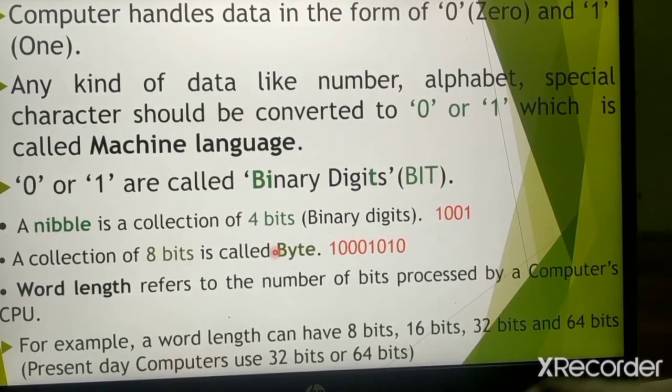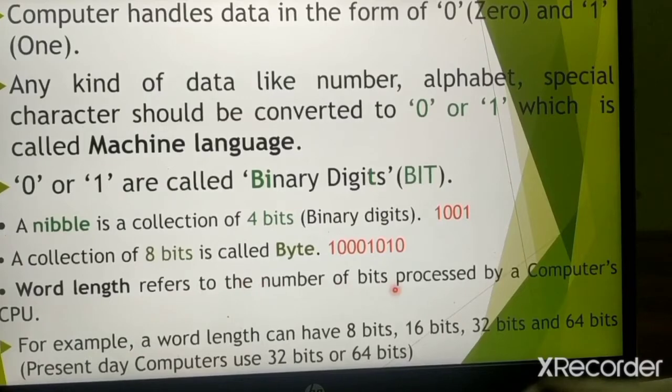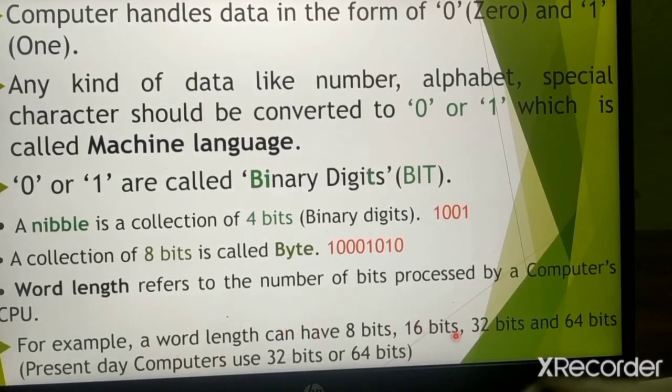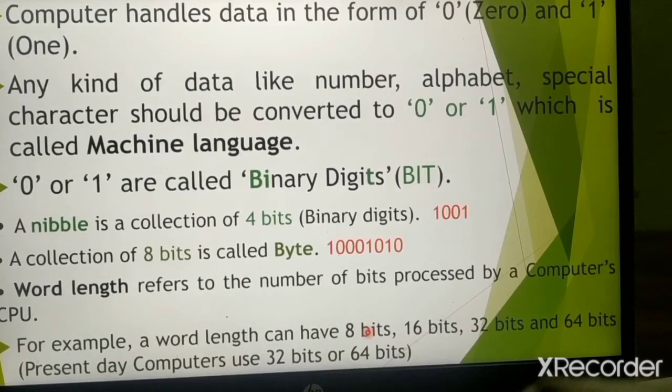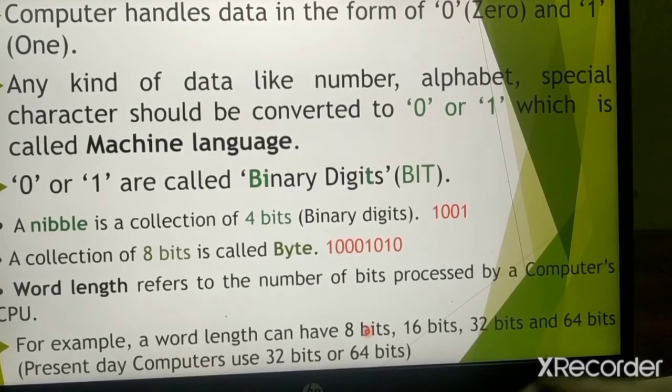Next, how can we tell the word length of the computer? Normally word length refers to the number of bits processed by a computer CPU. In olden days we used 8-bit systems and 16-bit systems only. This word length is not fixed. It will vary depending on the type of the system, how many characters can be processed by the computer's processor, which is important.